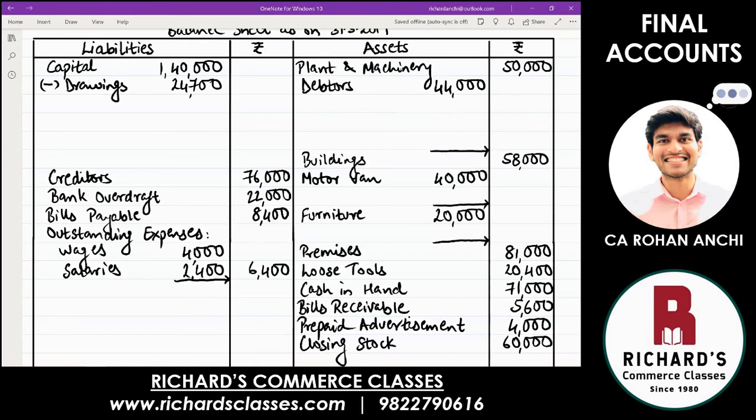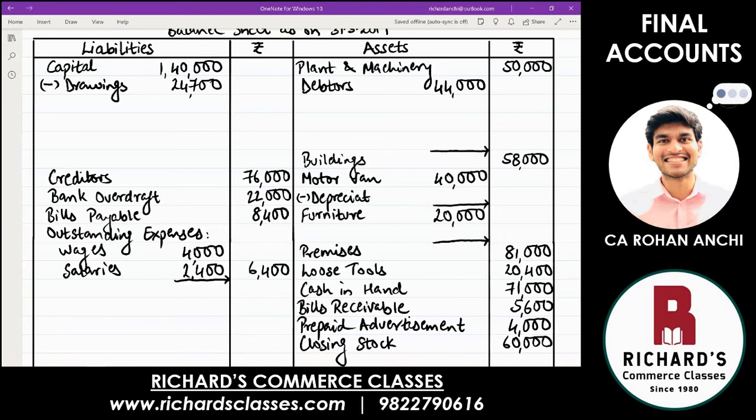Two effects are over, that adjustment is complete. Then we move on to the next. Provide depreciation, and they've given you the rates for the two assets. Depreciation is value of the asset reducing. So go to the asset side and reduce the value. The first one is motor van. So go to motor van, below that write less depreciation.